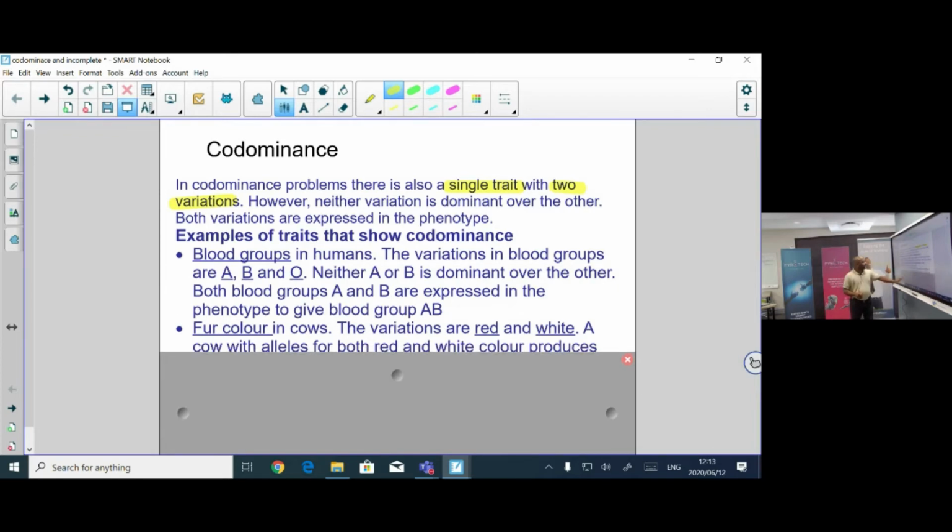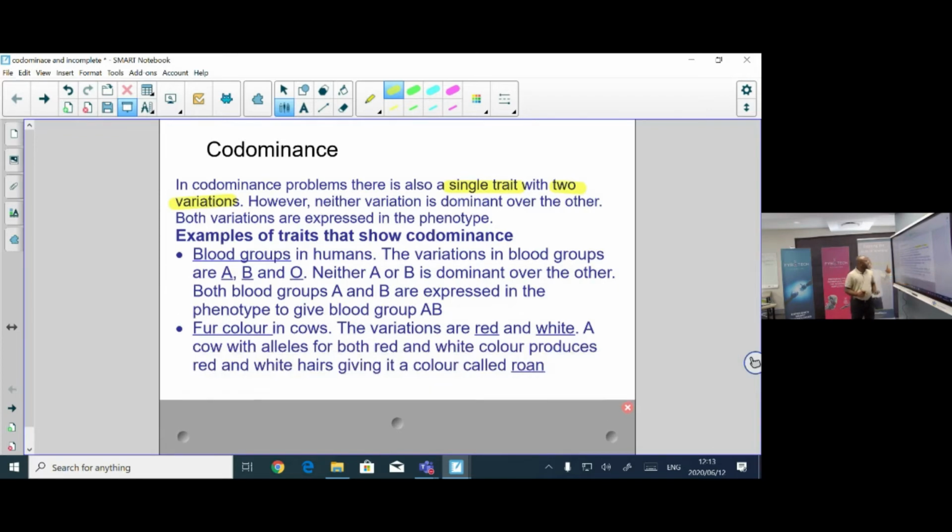where blood groups in humans, variations in blood groups, we have got A, B, and O as our blood groups. Neither A nor B is dominant over the other. What do they mean?